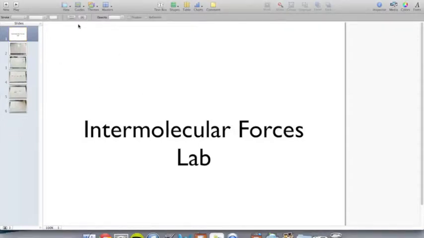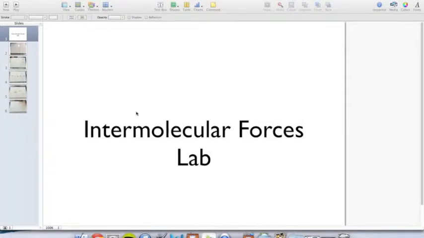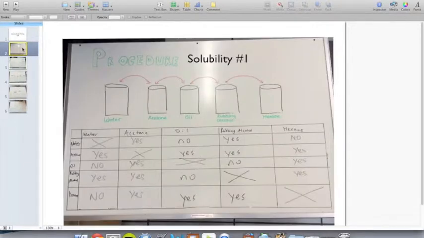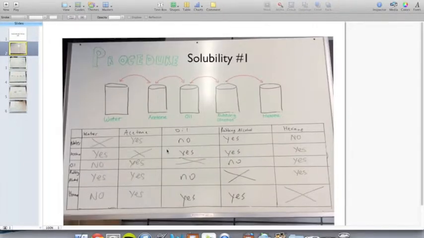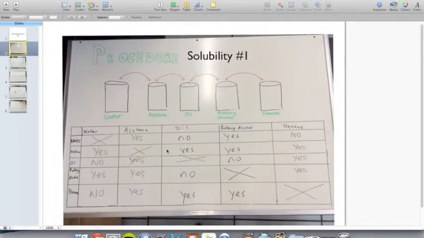So this is the intermolecular forces lab, where we took 5 liquids and we performed 5 tests on them to test their different properties and intermolecular forces. Now, the first test that we performed was the solubility test, where we tested the solubility with each other. So the liquids were poured into each other, and we saw if they mixed or not.